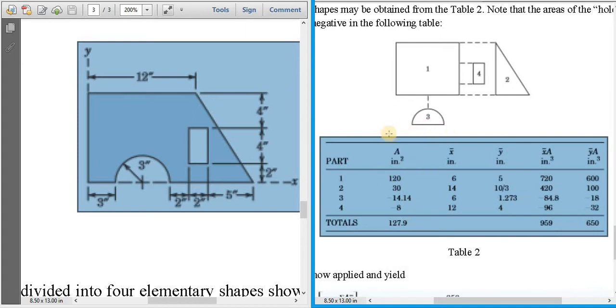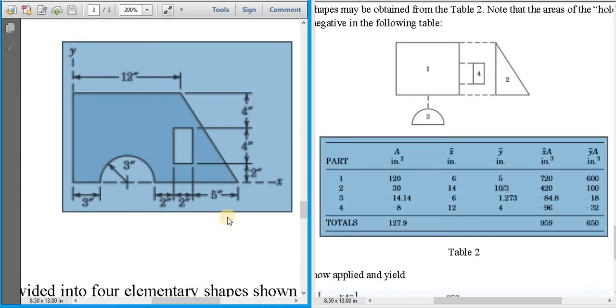First is to find the area. What is area 1? Area 1 is this bigger rectangle: 12 times the height. 4 plus 4 plus 2 is 10. So, 12 times 10 is 120. Class, please bring out your calculators while I am discussing. Try to use your calculator in solving or finding the values.